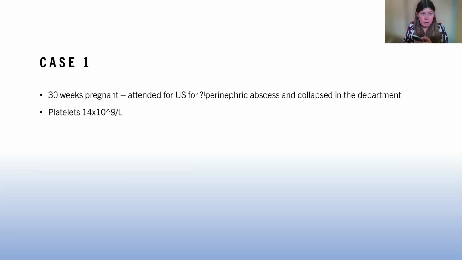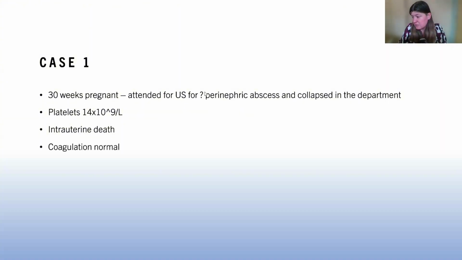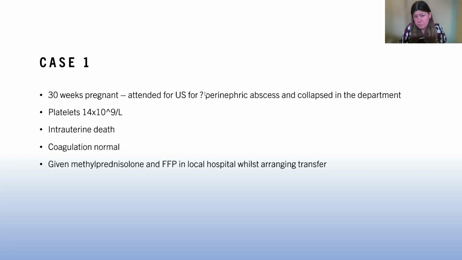And the first phone call I got was to say she's had this collapse and her platelets are 14. We've run them urgently. Unfortunately, the baby had died, so the team already knew that. They'd listened to the fetal heart and diagnosed that. And she did have initial coagulation testing, which was normal. So my immediate thought was that this was a relapse of her TTP based on that low platelet count and what I knew about her clinical history.